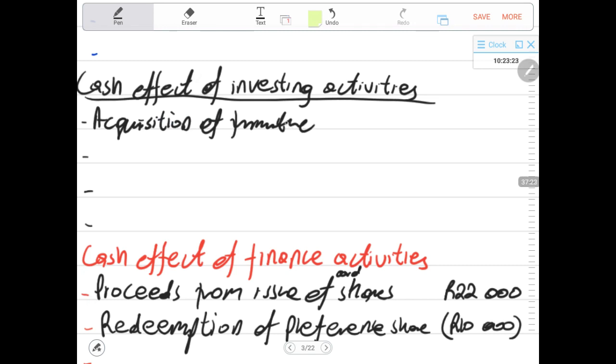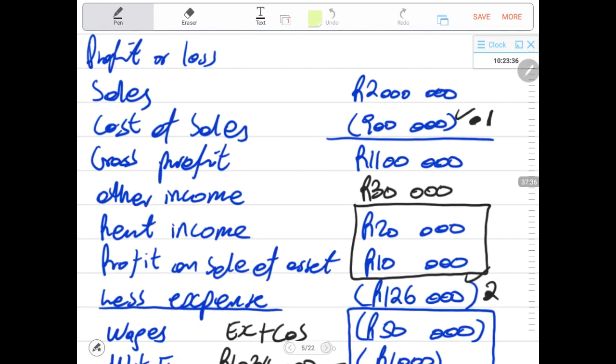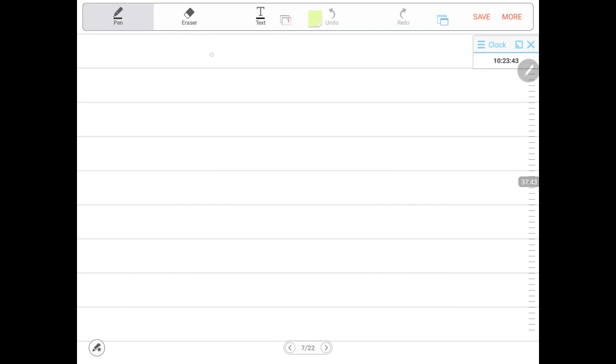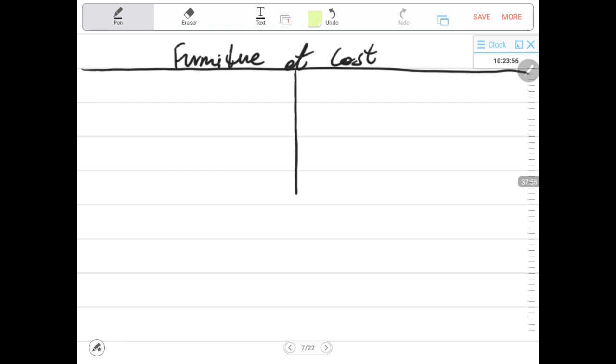That means the purchase of an asset must be recorded under investing activities. Remember, if we buy an asset, cash will go out of the business. And now that we bought an asset, I want to open a ledger account for furniture where we'll expand further. Now we know that our furniture at cost is an asset, and this asset increases on the debit side like any other asset. We'll have an opening balance of the furniture here on the debit side. And the closing balance will be on the credit side, balance carried down of this furniture.